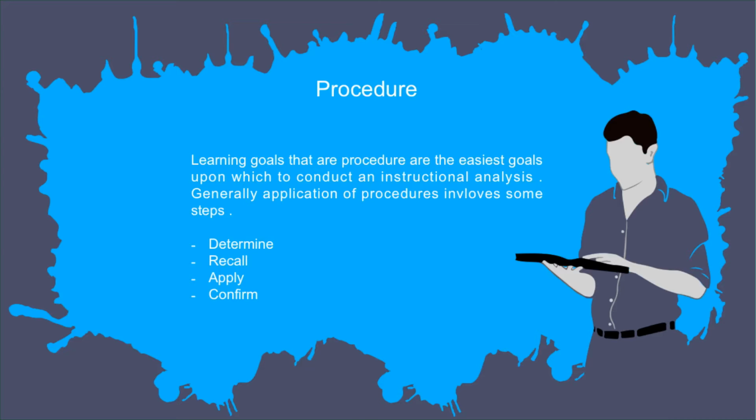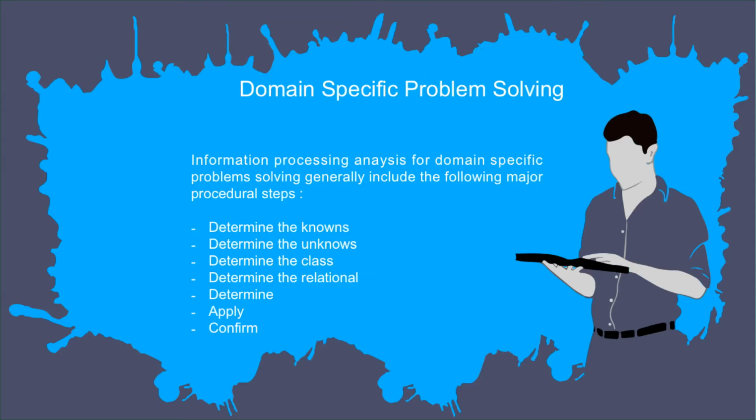The next is procedure. Learning goals that are procedures are the easiest goals upon which to conduct an instructional analysis. Generally, application of the procedures involves these steps. The first is determine whether a particular procedure is applicable. The second step is recall the steps of the procedure. The third is apply the steps in order with decision steps if required. The fourth is confirm that the end result is reasonable.